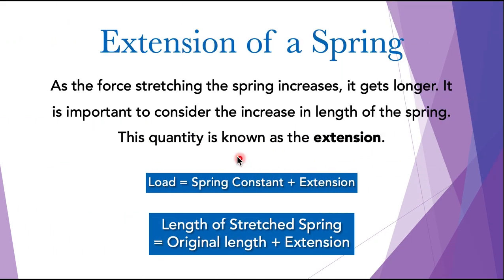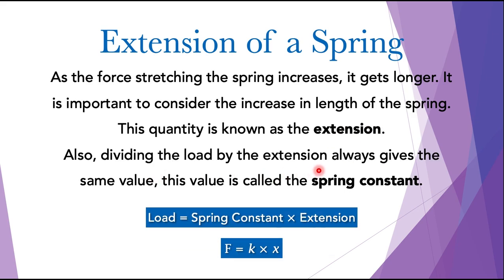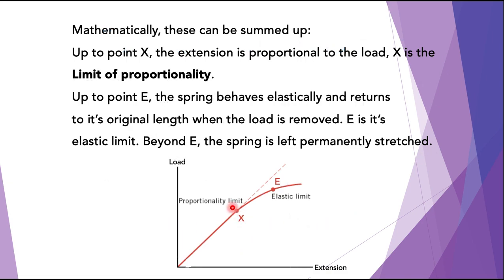So the spring is left permanently stretched. So as the force stretching the spring increases, it gets longer. So it is important to consider the increase in the length of the spring. And this quantity is known as extension. Dividing the load by the extension always gives the same value. And this value is called the spring constant. So as you saw in this graph, up to point X on this graph, dividing the load by the extension always gives the same value.